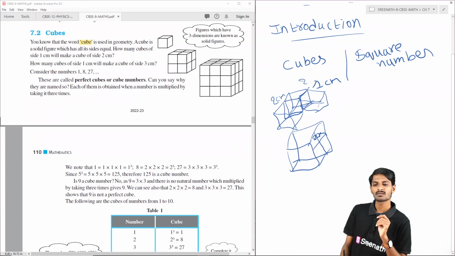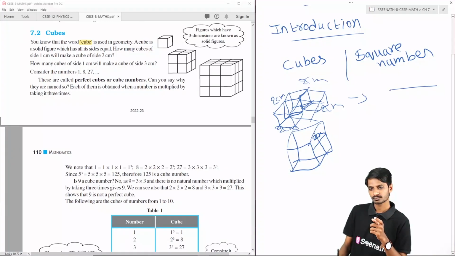So this side length also becomes 2 centimeters. But for this side, there is no 2 centimeter side, so we have to again place another cube. So this side is 2 centimeters, and so this side also becomes 2 centimeters. Okay, I will redraw it here.